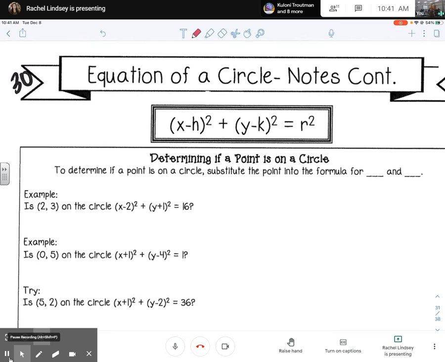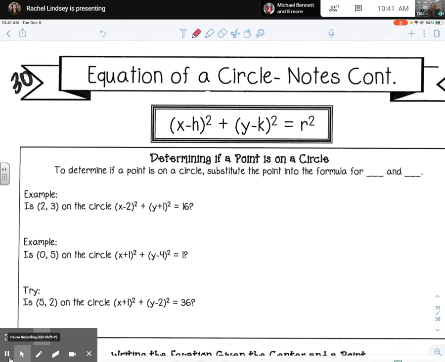With this equation, we can determine if a point is on the circle. We can do that by substituting the point into the formula for x and for y. So basically, in that first example, it wants to know if (2, 3) is on the circle, (x minus 2) squared plus (y plus 1) squared equals 16. You're going to plug in 2 and 3 into x and y, and see if it gives you 16. If it's equal, it's yes. If it's not equal, it's no. So let's plug that in.